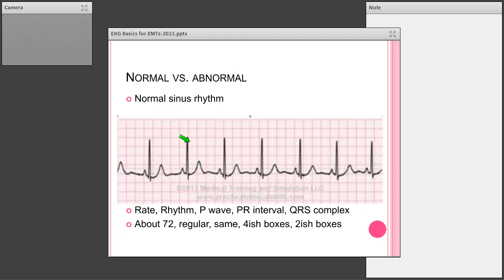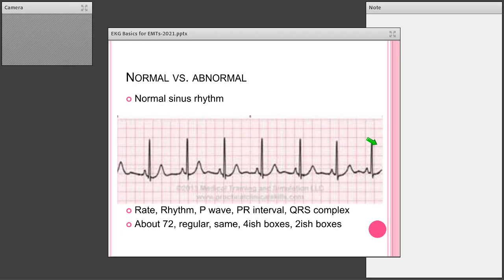Okay, that was number 1. Number 2 is the rhythm. Is it regular? This is an R wave, this is an R wave, this is an R wave, this is an R wave. If we look at the distance between each of these, they all look to be about the same distance. So we can call that regular.